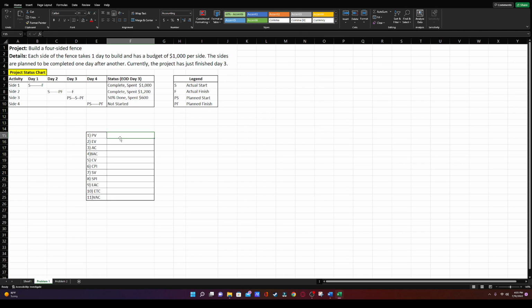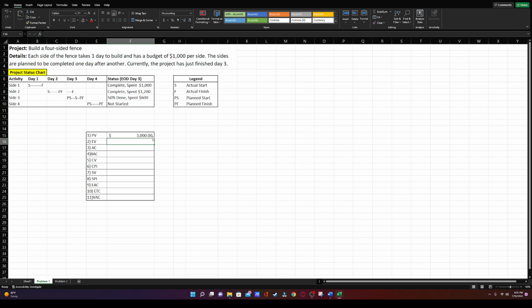So, planned value. The planned value is going to be the estimated value of the work planned to be done to date. So to date, we've just finished day 3. We should have 3 sides finished, right? We said that each day was going to be one side, and we're going to do it in order. So if each side is worth $1,000, at the end of day 3 we should have $3,000 worth of work completed. That's what we planned.